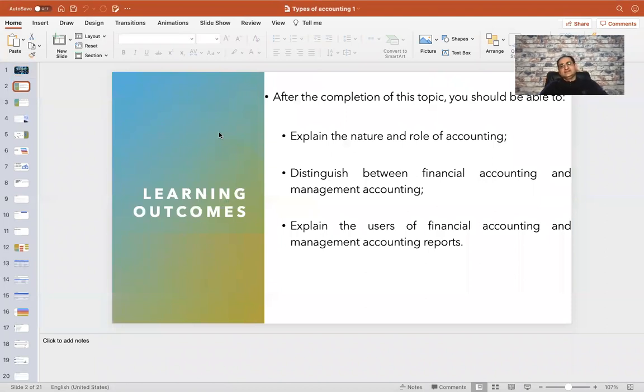So at the end of this session, you should be able to explain the nature and role of accounting. You should be able to distinguish between the two types of accounting, which are financial accounting and management accounting. And you should also be able to explain the users of financial accounting reports and management accounting reports.